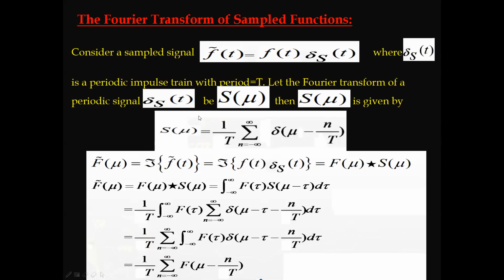Let the Fourier transform of the periodic signal delta s of t be S of mu, then S of mu is given by 1 by t summation minus infinity to infinity delta of mu minus n by t, and f bar of mu is equal to Fourier transform of f bar of t, which is equal to Fourier transform of f of t into delta s of t. So here multiplication is done between the impulse train and the original signal. That represents the convolution in frequency domain. That's why F of mu star S of mu. So individually we have to take what is F of mu and S of mu, and we need to derive the convolution between those two. If we derive, we'll get this formula: 1 by t summation n equal to minus infinity to infinity F of mu minus n by t.